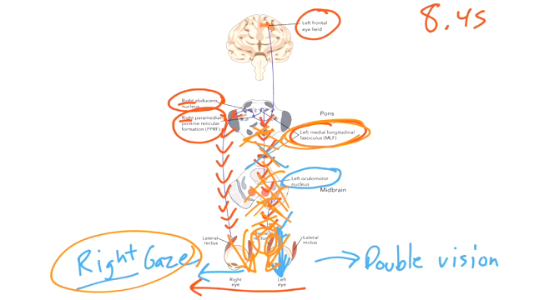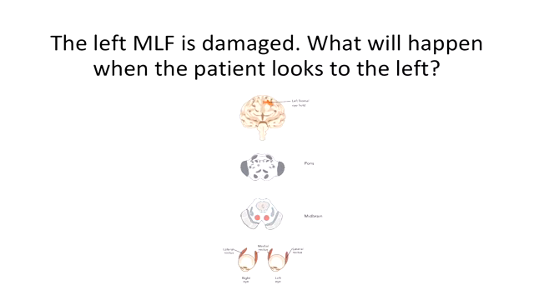Let's do some questions to apply this. So let's say the left medial longitudinal fasciculus is damaged. What will happen to the patient when they look to the left? When we look at this diagram, we know that if the left medial longitudinal fasciculus, going from here to here, is broken, then the cranial nerve 3 will never be stimulated, meaning that the medial rectus muscle on the left side will not be stimulated.